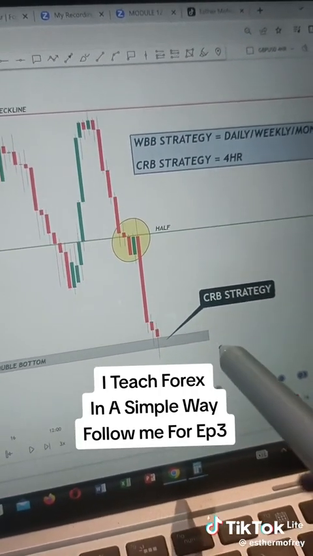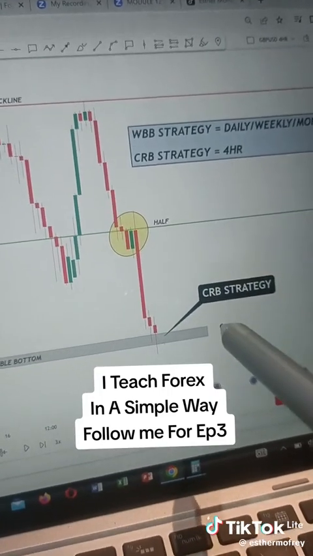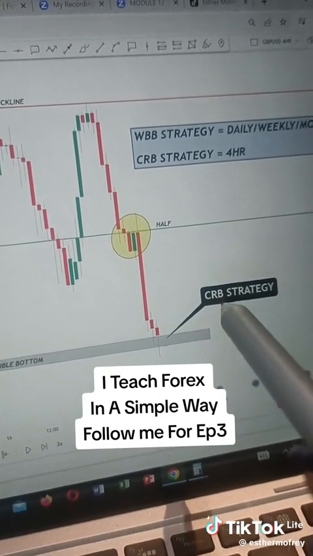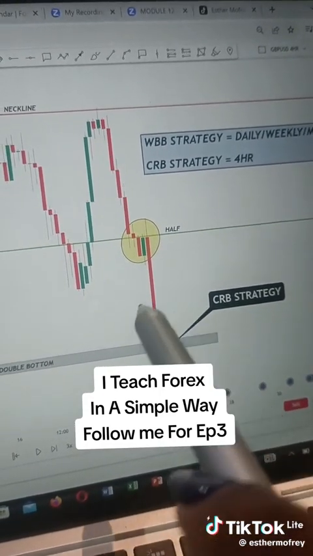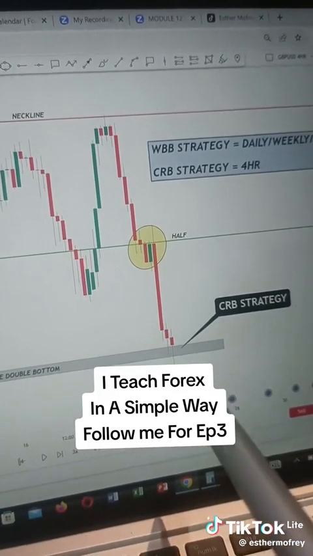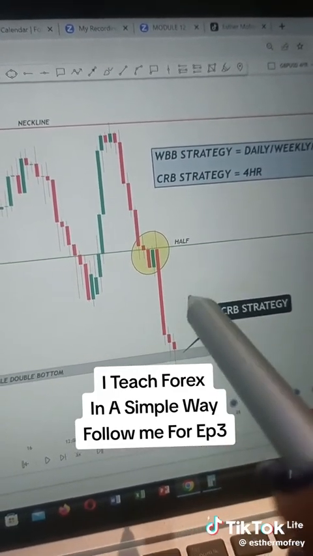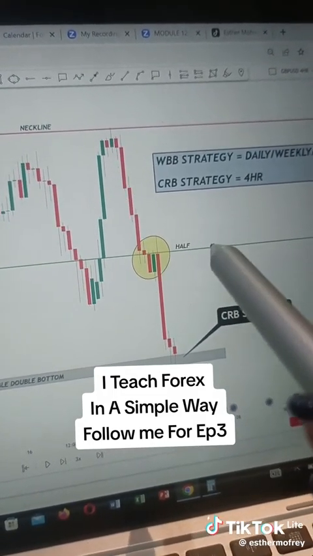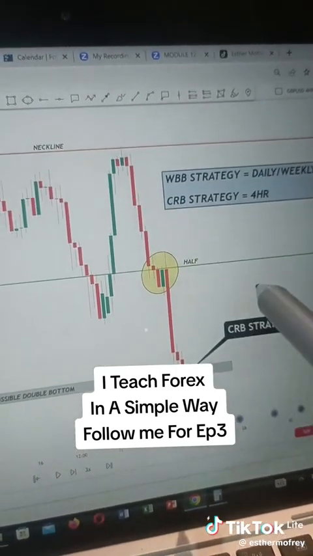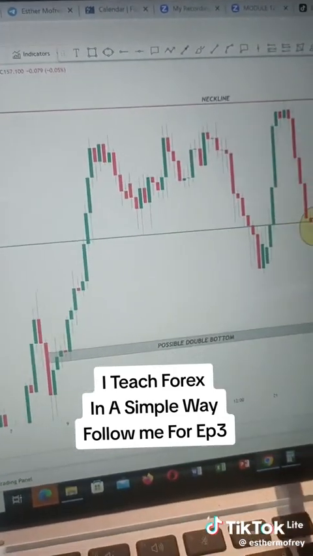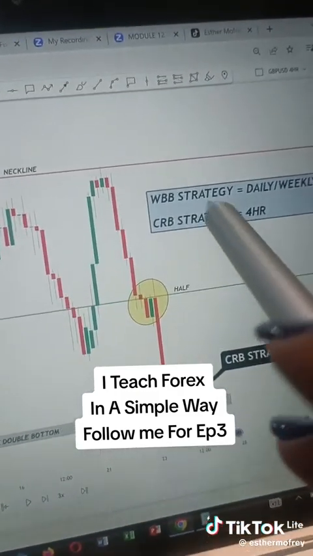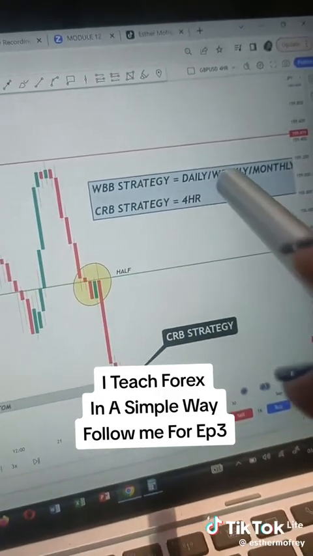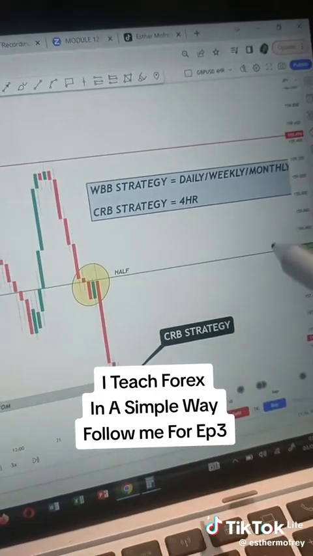What is CRB for the newbies? For those people who are new to this space, CRB means current resistance break. So if we have created a resistance here and the price breaks that resistance, we enter and target the half, then we wait for the half to be broken, then we target the neckline. You need to understand another thing on the possible double bottom: we have two strategies. We have the WBB strategy that I use only on the daily, weekly, and monthly.